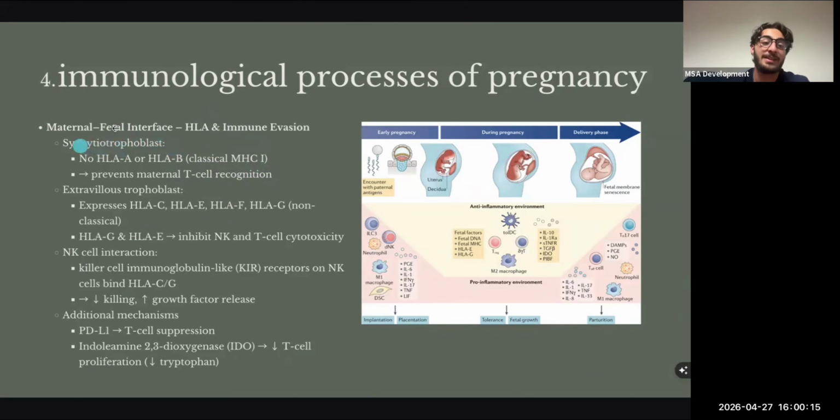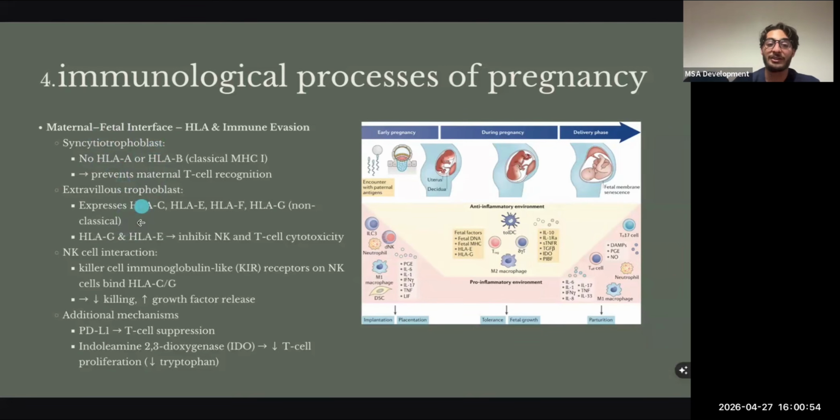All right. So, for example, in the syncytial trophoblast, which is exposed to the maternal blood, there is no HLA-A or HLA-B, which is the classical MHC1. All right. And because there is no HLA-A or HLA-B, it prevents maternal T cell recognition. All right. But just hypothetically speaking, if in the syncytial trophoblast you had paternal antigens, then the T cells would go crazy and they would try to attack the placenta, and they could even try to attack the baby, and that's because there's some sort of T cell activation that happens. But again, they do not express these HLA antigens.